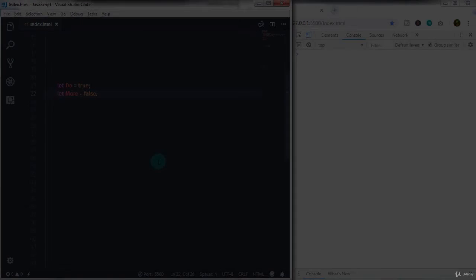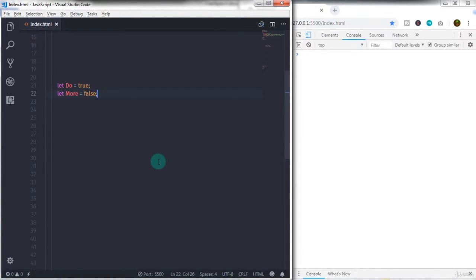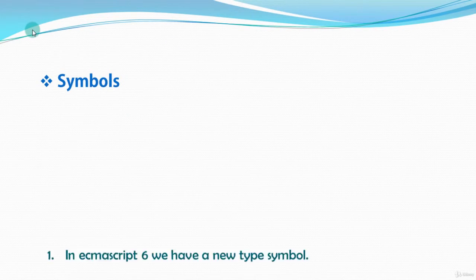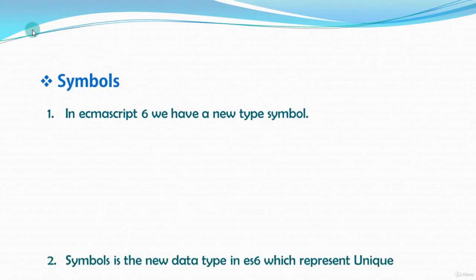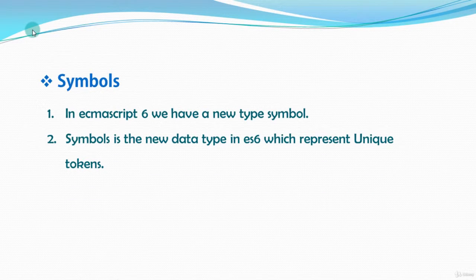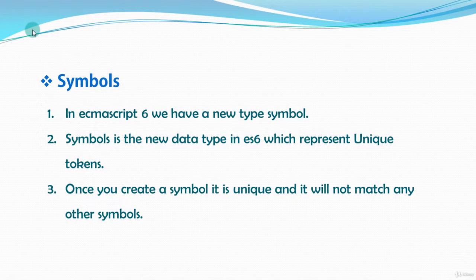So now let's move to the next topic, symbols. In ECMAScript 6, we have a new type, symbol. Symbol is a new data type in ES6, which represents unique tokens. Once you create a symbol, it is unique and it will not match any other symbols. In future lectures, we will take a brief look at symbols. But just for the basics, I wanted to show you how to create a symbol.